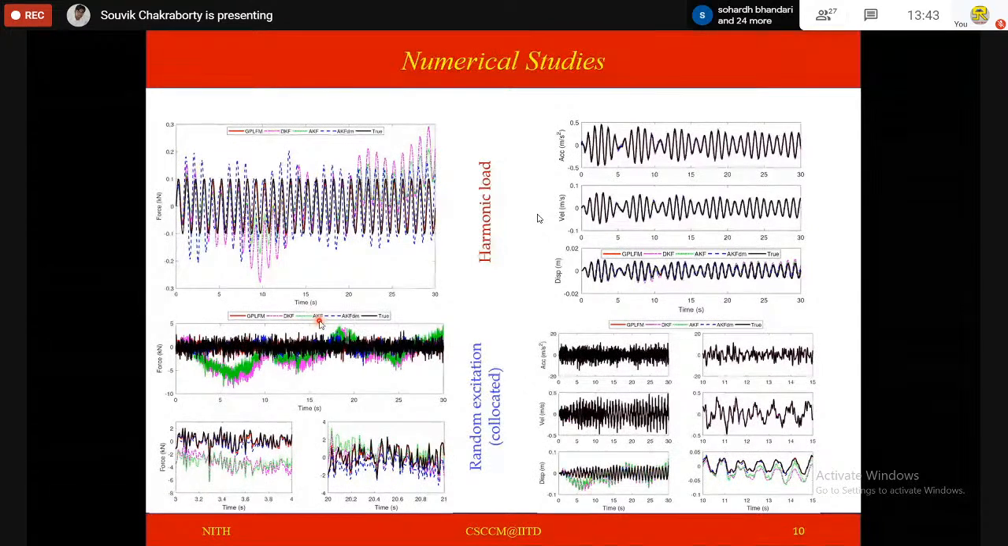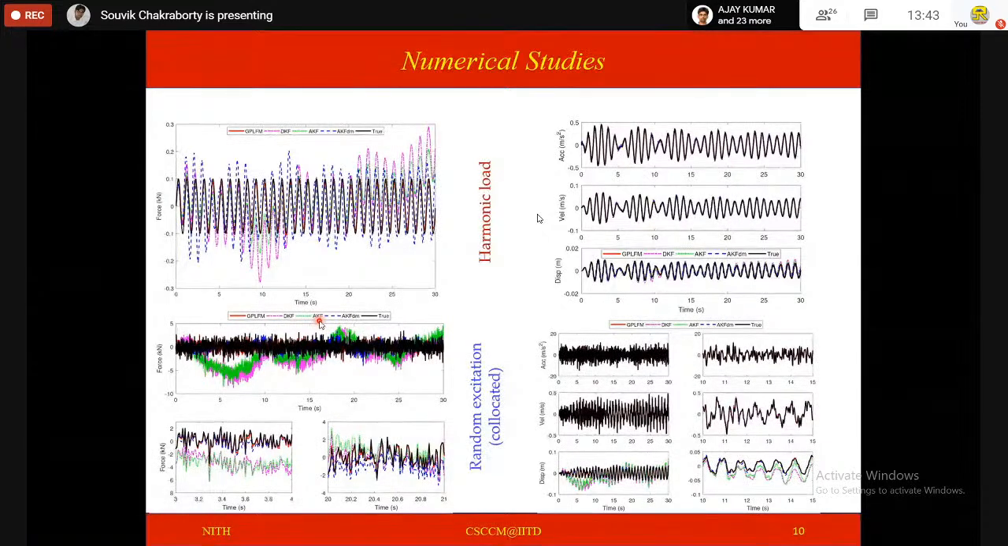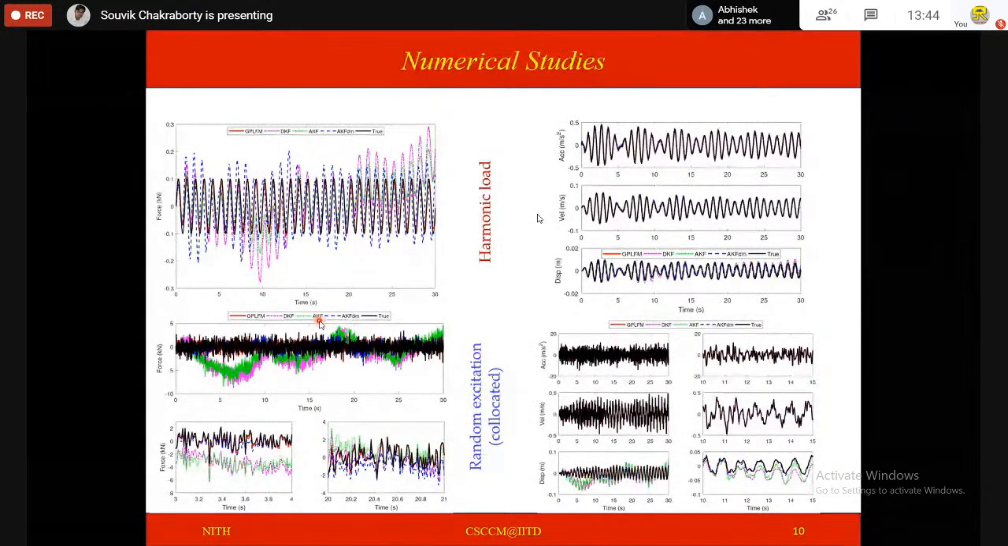So they completely fail. So the take home message from whatever I have discussed until now is that machine learning, or in this case Gaussian process, can help us in identifying the force of a system just by measuring displacement or acceleration or velocity at certain degrees of freedom. So this can help, and this can actually outperform the usual methods.